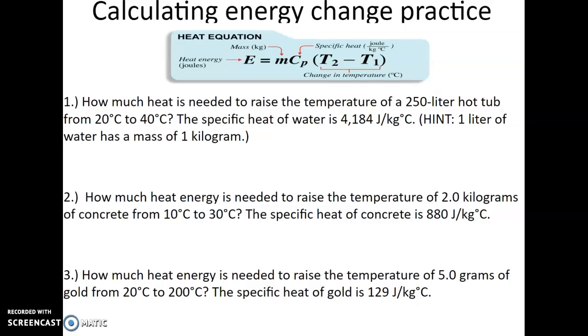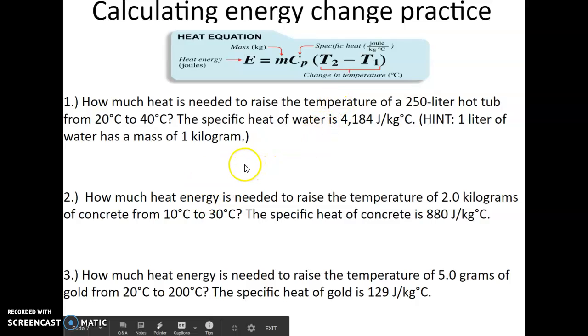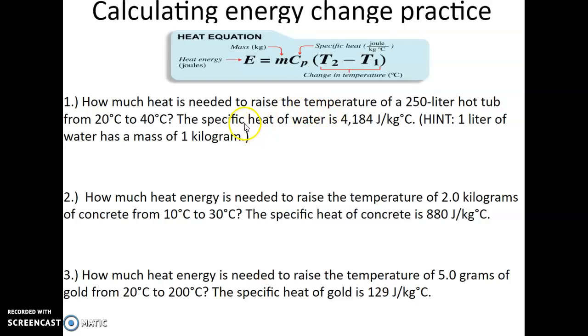Number 1 says how much heat is needed to raise the temperature of a 250-liter hot tub from 20 degrees Celsius to 40 degrees Celsius. The specific heat of water is 4,184 joules per kilogram degree Celsius, and then they're telling you that 1 liter of water has a mass of 1 kilogram. Okay, so you can pause the video now and you can try plugging in the values to your formula and then see what you get, and I'll talk about it right now.